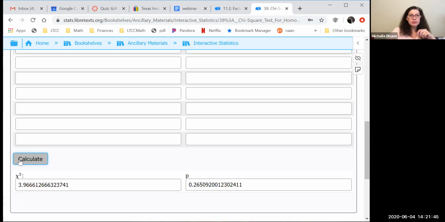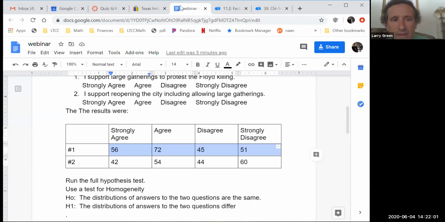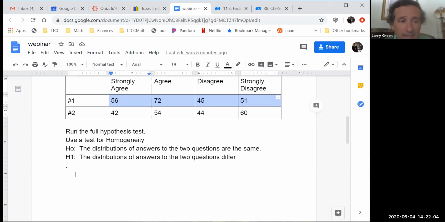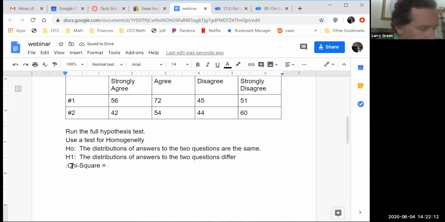Okay, and there we have it. Chi-squared is about 3.97, and the p-value is about 0.265. Good enough. That's the next thing. Chi-squared is equal to 3.97, and the p-value is 0.265.